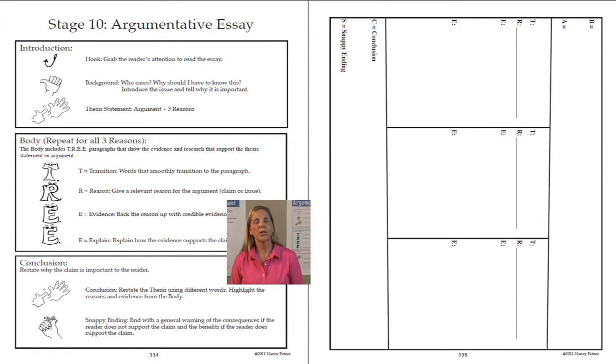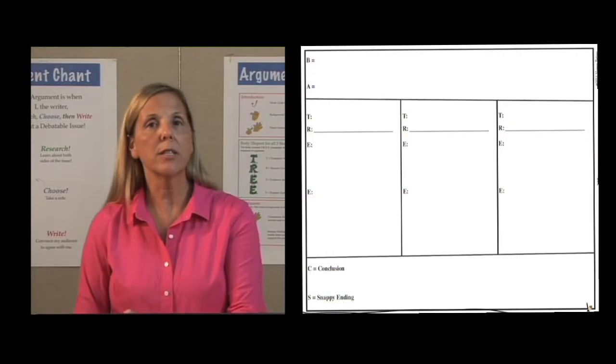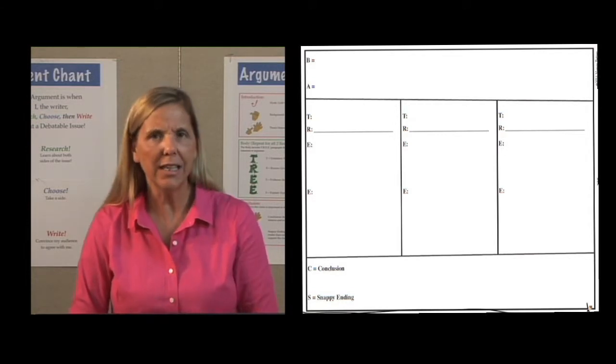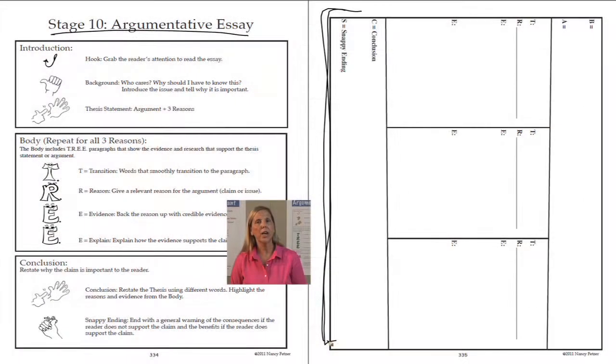On pages 334 and 335 are the direction sheets for the stage 10 argumentative essay, and also the organizer for stage 10. This organizer could be duplicated for students to fill in, or you can have them make their own organizer, which I highly suggest. It's there just for those students that need that scaffolding.